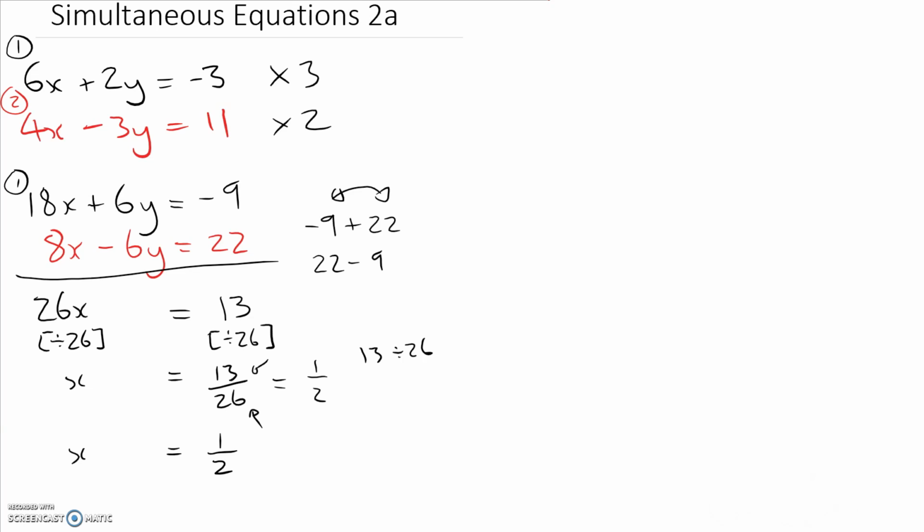X is a half. So a really common mistake here would be to say, oh, x is 2. No, you've got to follow your steps. We need to divide both sides by 26. We are not dividing both sides by 13 just because 26 divided by 13 is a nicer calculation to do. So I reckon x is a half.